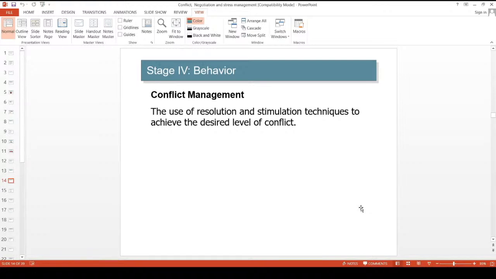Similarly, functional conflicts are typically confined to the lower range of the conflict continuum. In this situation, resolution and stimulation techniques are used to achieve the desired level of conflict. And in this particular stage, the managers will use their behavioral solutions in order to resolve the conflict situation.